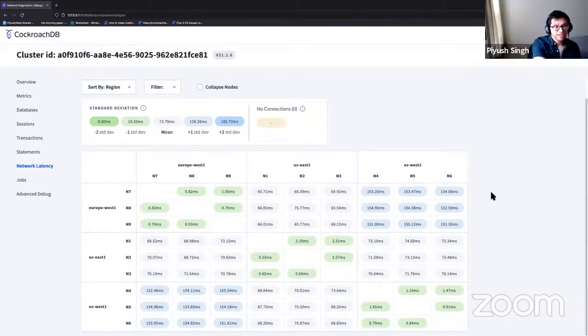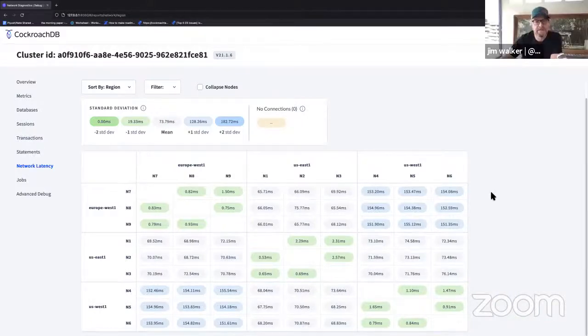So this is one of the many tools, obviously, that we provide, but I think this is a particularly useful one because it, one, at a glance tells you about the geographic layout of the cluster, but then two, at a glance, it also tells you if you have any networking configuration problems.